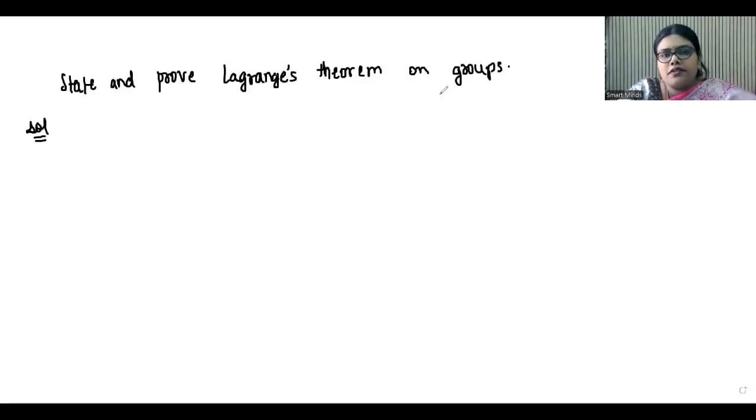So let us cover some important questions from Unit 2, that is permutation, groups and isomorphism. So the most important question is Lagrange's theorem on groups. So first let's see what is the statement.